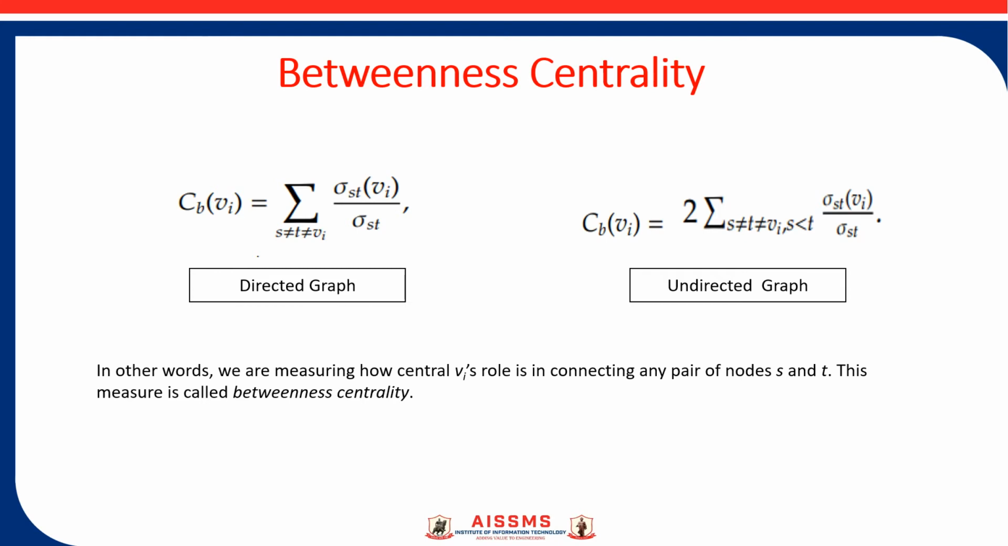Similarly, for an undirected graph, the formula remains the same, but it will be multiplied by 2 because we are dealing with an undirected graph. So in other words, betweenness centrality measures how centrally Vi plays an important role in connecting any pair of nodes S and T. In this way, we can find how important a particular node is in connecting the other nodes in the network.